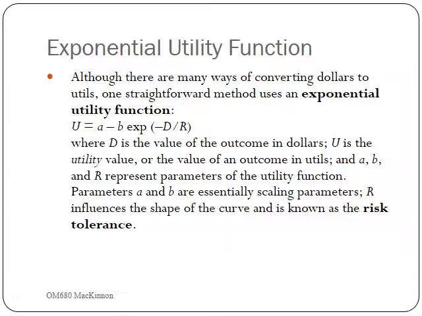The utility function that we're going to use is the exponential utility function, and you can see it there on your screen. D is the value of the outcome in dollars. U is the utility value. That's the value that we're going to use now. A and B and R are parameters of the utility function, and typically A and B will be set to 1. R is the parameter that influences the shape of the curve. It's typically convex, and it's known as the risk tolerance.